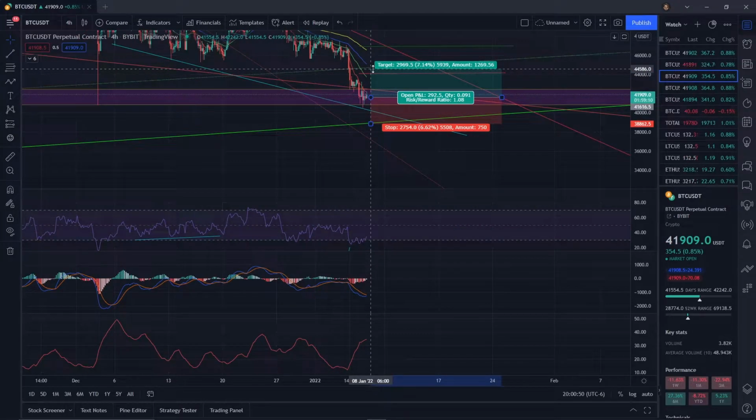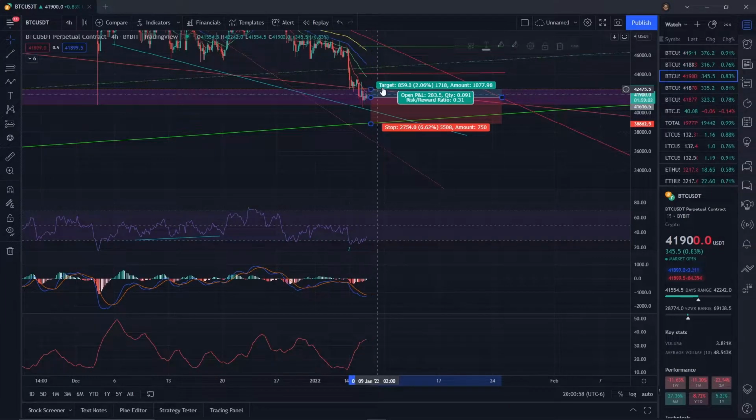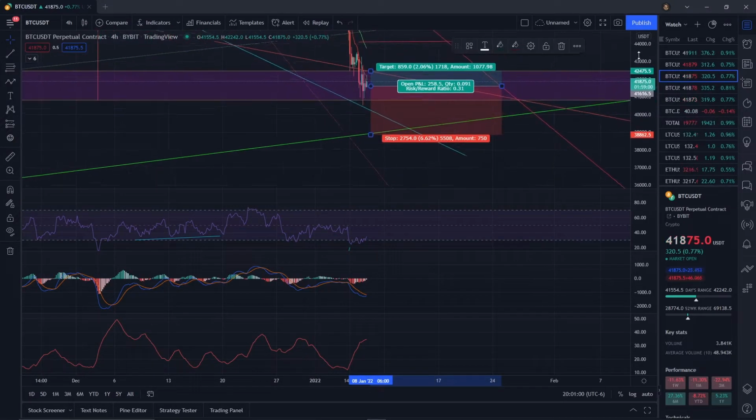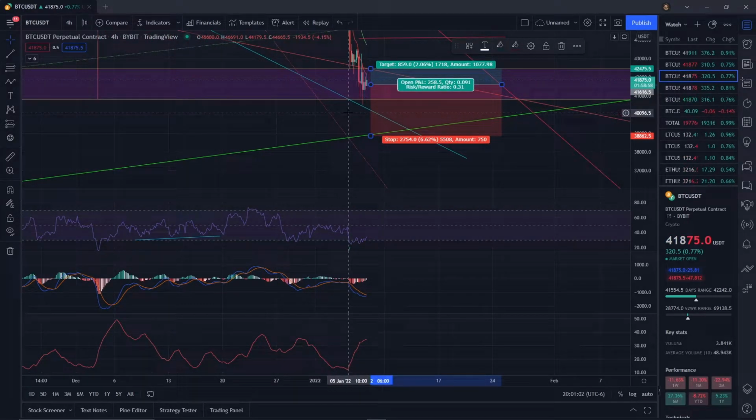Now to adjust the long target, we would at least have to go and match the stop loss, as the trade has to be 1-to-1 for it to make sense. If we're only targeting this much of a gain, a 2% gain for a 6% loss, that's not a reasonable position to be taking. We should either move the take profit higher or move the stop loss lower.